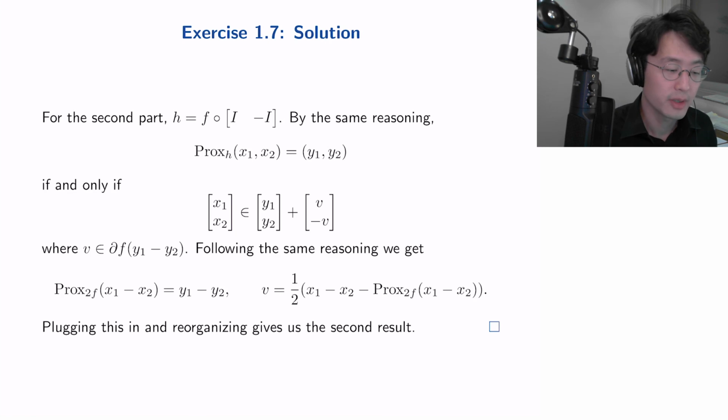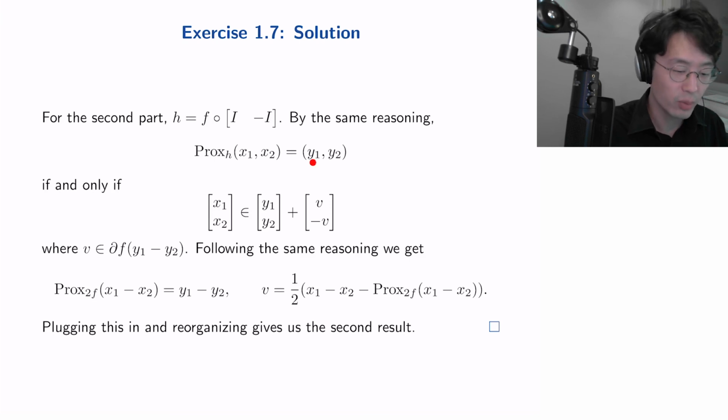For the second part, we had the function h defined as the composition of f with this n by 2n block matrix with the identity and the negative identity block. The result follows by essentially the same reasoning.